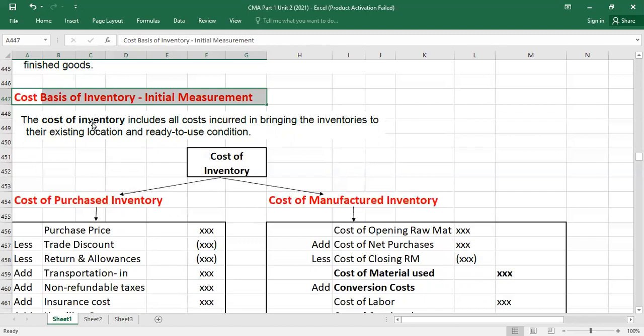Now the question is what will be included in the cost. The cost of inventory includes all the costs incurred in bringing the inventories to their existing location and ready-to-use condition. I mean, in short, you will take all those costs as a part of the cost of inventory which you incur to bring the inventory to the present location, and whatever costs you have incurred to convert the inventory into a saleable shape. So all those costs will be part of the cost of inventory.